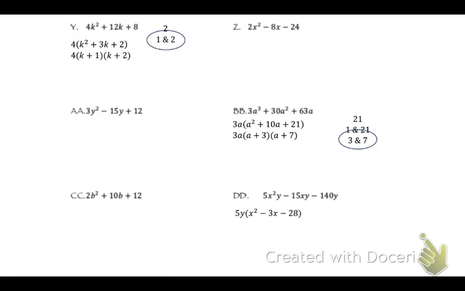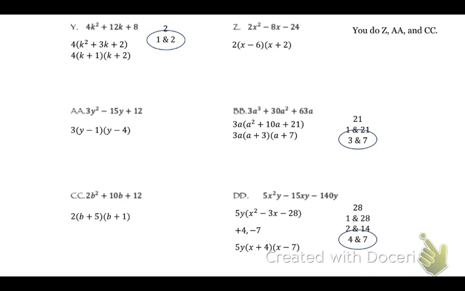For DD, we can take out a 5y, and you're left with x squared minus 3x minus 28. You have to see what multiplies to be 28, adds or subtracts to be negative 3. 1 and 28, no. 2 and 14, no. 4 and 7, yes. It would just be 4 and negative 7. So that's 5y, x plus 4, x minus 7. Okay, you can do those last examples.